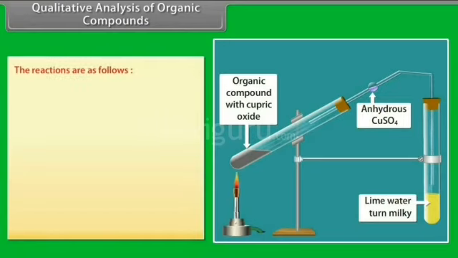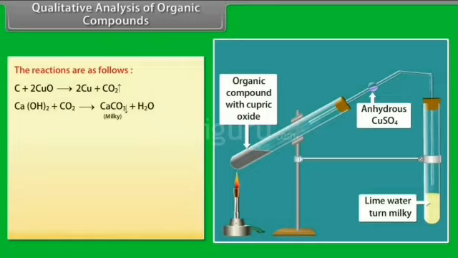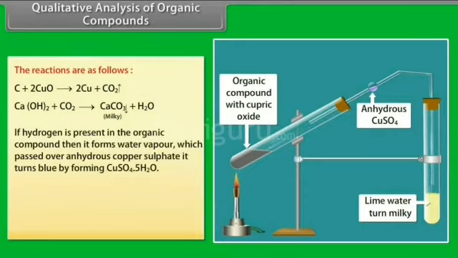The reactions are as follows. Carbon in the organic compound reacts with copper-2 oxide and produces copper and carbon dioxide. The produced carbon dioxide reacts with calcium hydroxide, which turns it milky, indicating the presence of carbon in the organic compound. If hydrogen is present in the organic compound, then it forms water vapor, which passed over anhydrous copper sulfate turns it blue by forming CuSO4·5H2O.